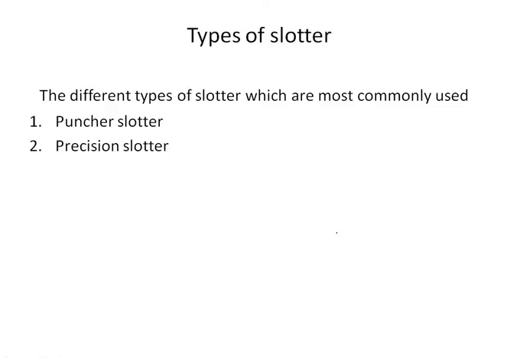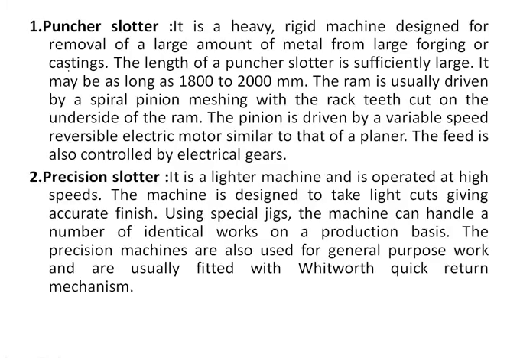Types of slotters. The different types of slotters most commonly used nowadays are the puncher slotter and the precision slotter. So what is a puncher slotter? It is a heavy, rigid machine designed for removal of a large amount of metal from large forgings or castings. The length of a puncher slotter is sufficiently large. It may be as long as 1800 to 2000 mm.